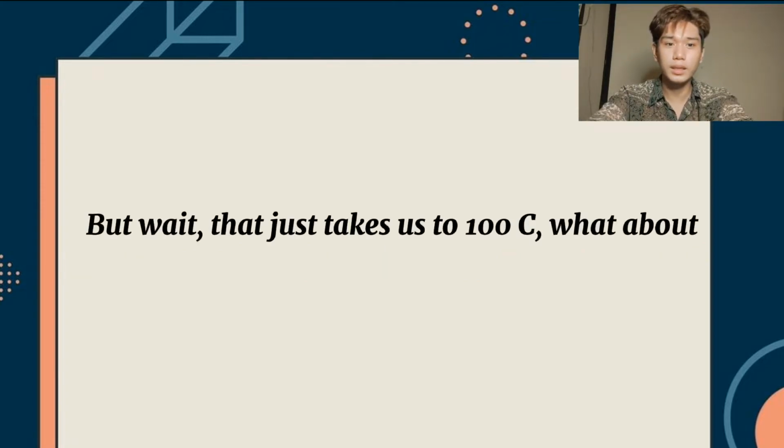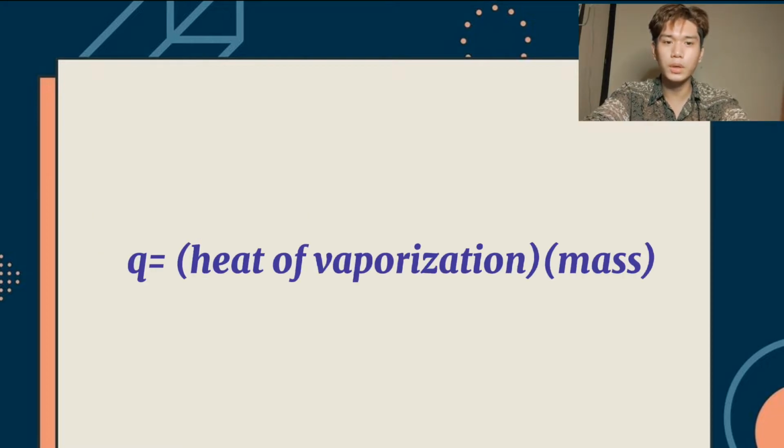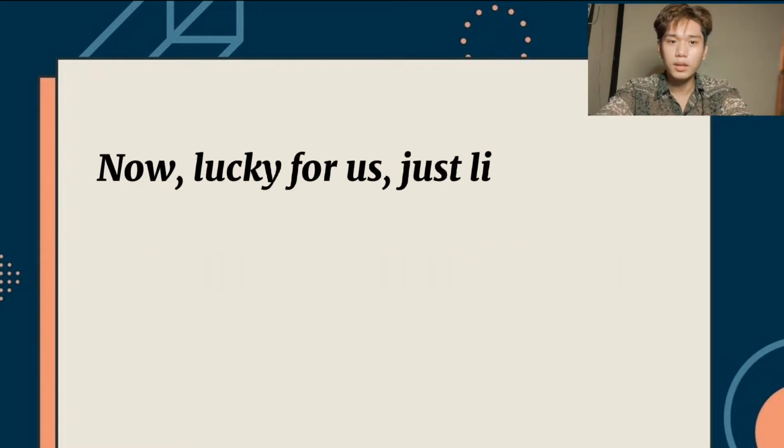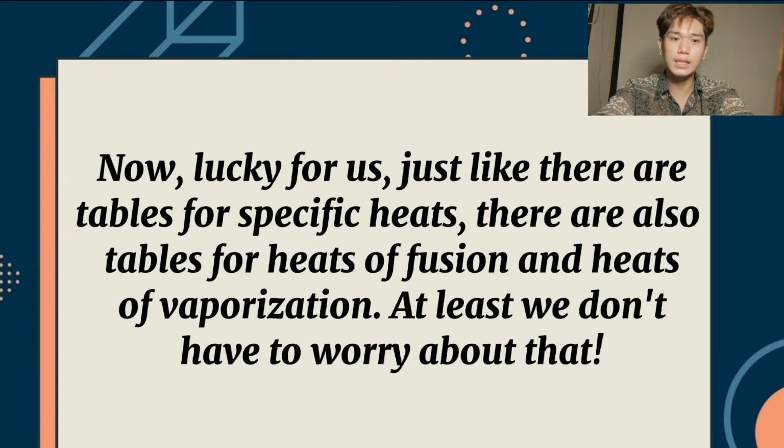But wait, that just takes us to 100 Celsius. What about vaporizing the molecules? Well then, we need the formula Q is equal to heat of vaporization multiplied by mass. Add them all up and there it is. Now, lucky for us, just like there are tables for specific heats, there are also tables for heats of fusion and heats of vaporization. At least we don't have to worry about that.